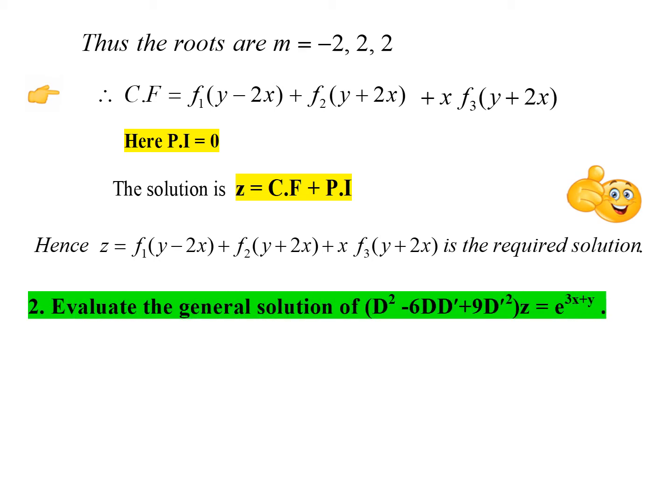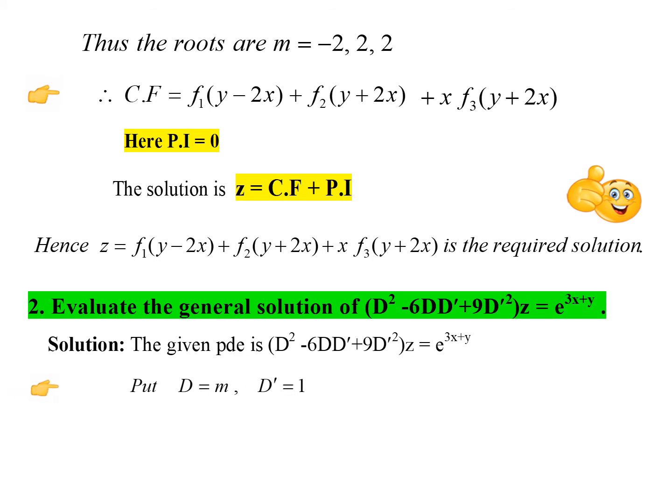Now let us go to the second problem. Solve (D squared minus 6DD' plus 9D' squared) z equal to, you have your exponential function on the right side. So let us first find the complementary function as usual. What is the procedure? D equal to m and D' equal to 1, you have to substitute.